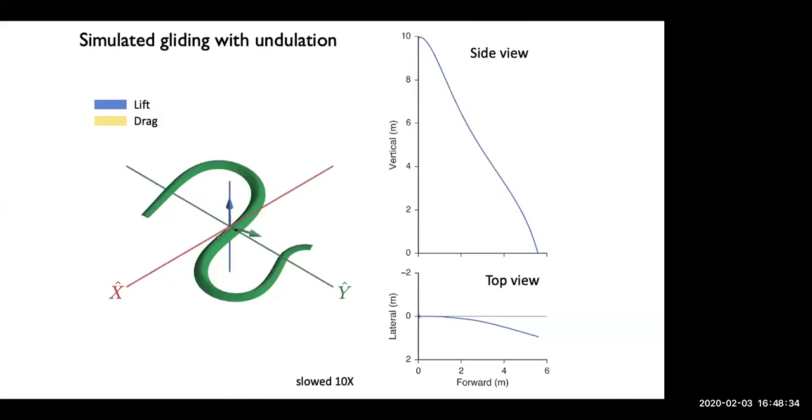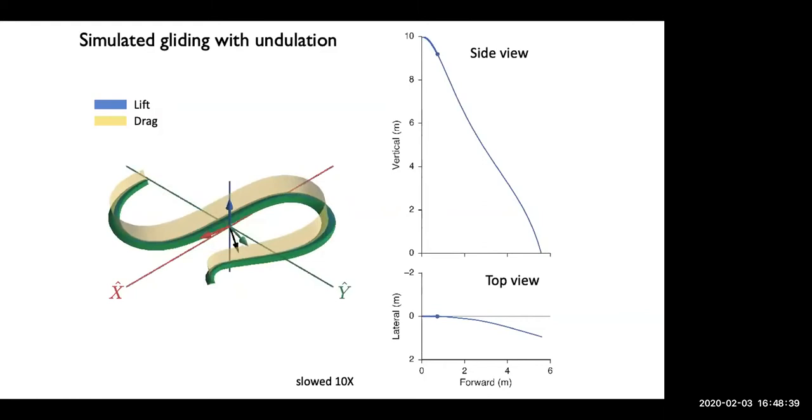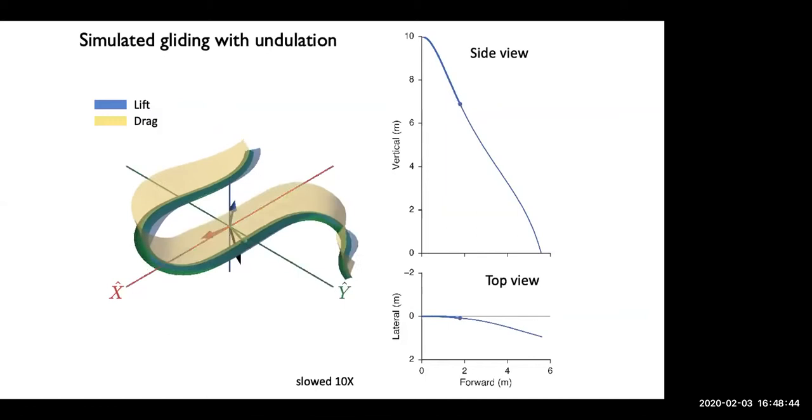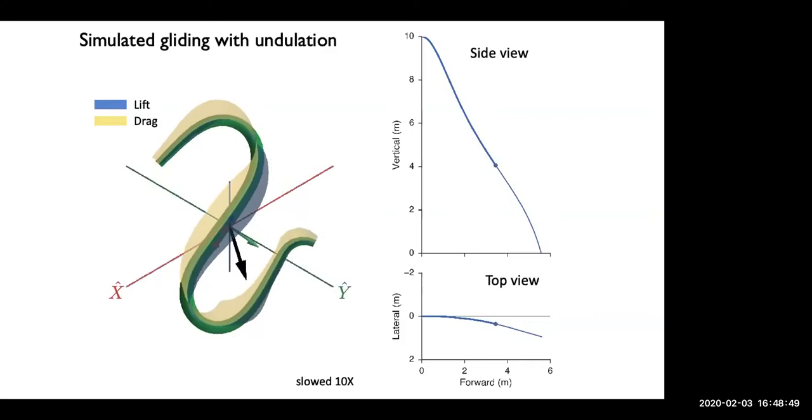Well, first, here's the snake. Here's kind of an idealized snake from a simulation where it's undulating. This is a side view. This is vertical. We're starting with a 10-meter drop down to the ground. And we're showing lift and drag distribution along the body of this living, morphing wing. And it, you know, nicely makes it to the ground.